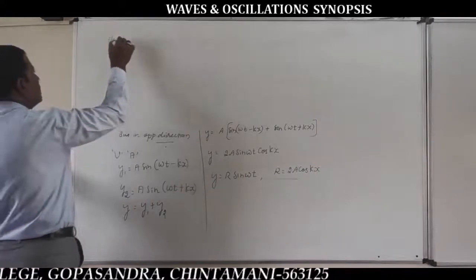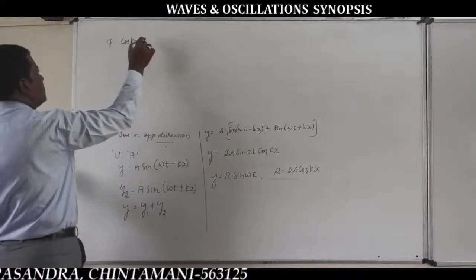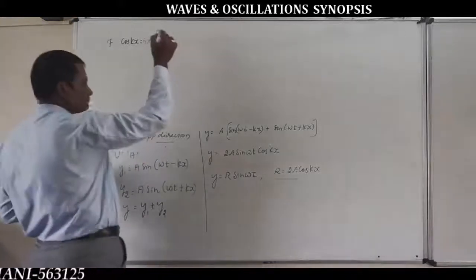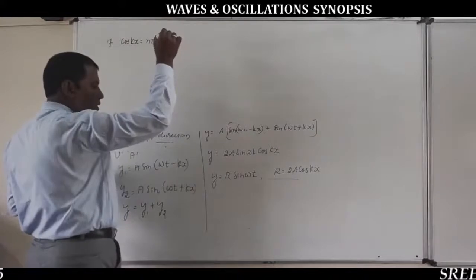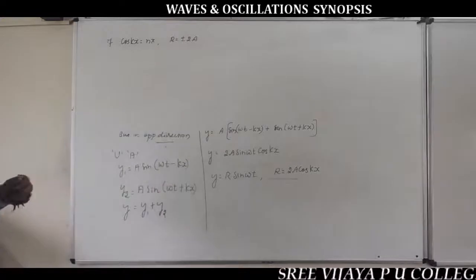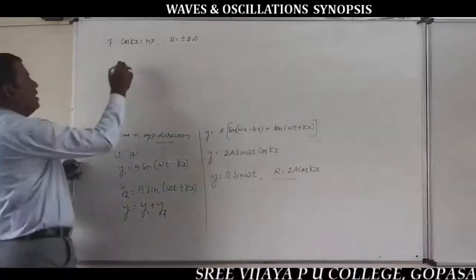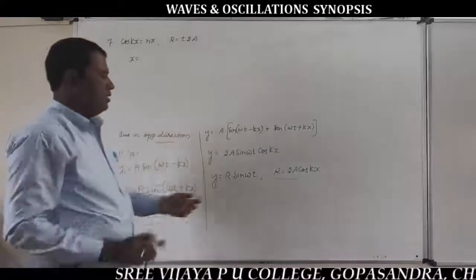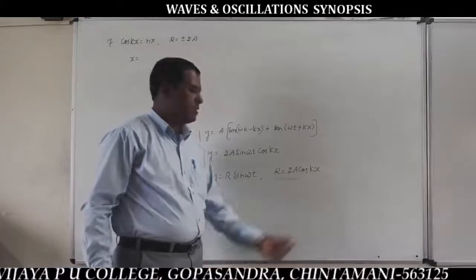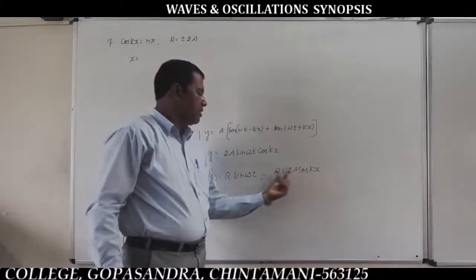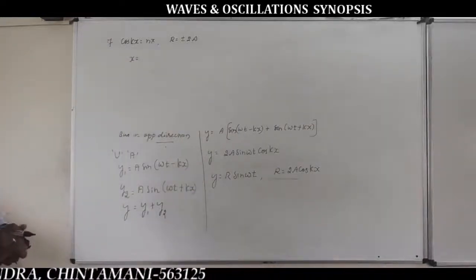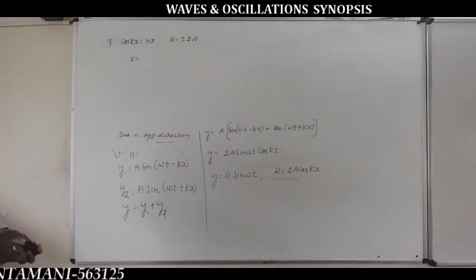If cos kx is equal to n pi, then the resultant amplitude R is equal to plus or minus 2a. From this equation, we see that as the position x varies, the resultant amplitude also varies. If cos kx is equal to n into pi, then the amplitude R is equal to plus or minus 2a.